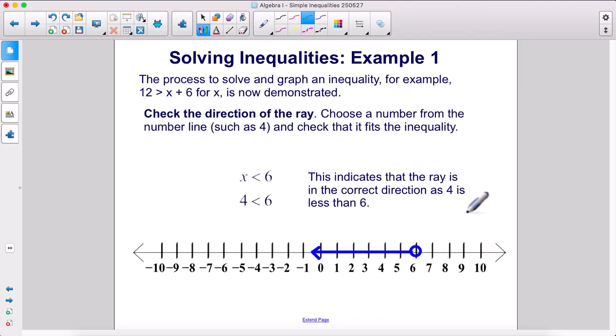Let's check the direction of the ray to make sure we did it right. Choose a number from the number line that's in the ray, like here, 4. Then we're just going to check to see if it works. X is less than 6, so is 4 less than 6? Yes, it is. Therefore, we drew the ray in the correct direction.